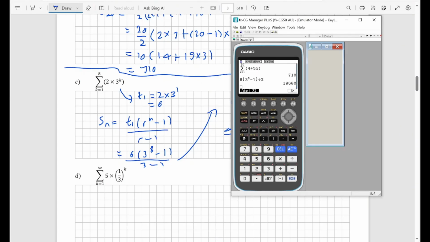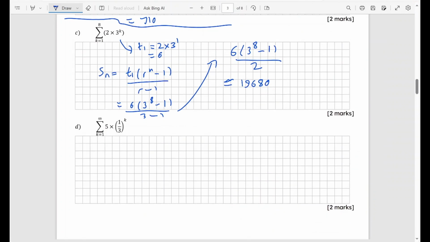Again, we can double check that using a calculator. So 2 times 3 to the power of x, do that from x equals 1 all the way up to 8, and we should find that we get 19680, which is great.